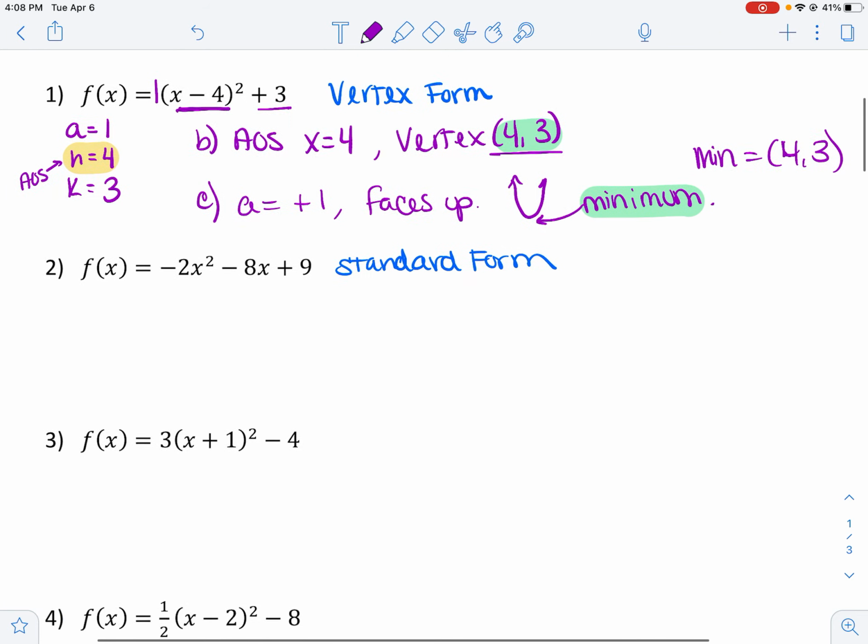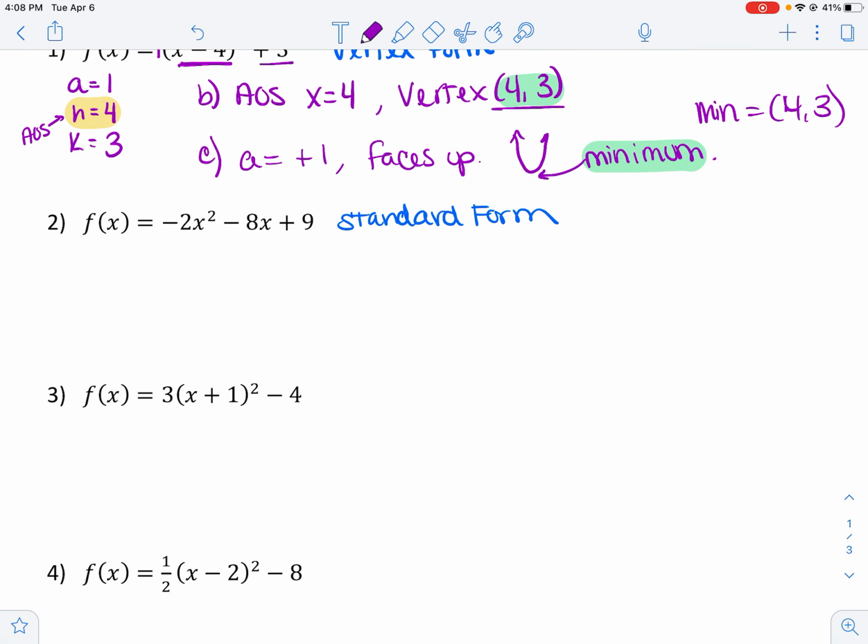Those are the 3 pieces that you're trying to identify. In standard form, which is like what we have in number 2, we have to look for not a, h, and k, but a, b, and c. So a is always the number in front of x squared. So in this case, that would be negative 2. And remember, we call those numbers in front of variables coefficients. b is the number in front of x, and yes, we're going to take the sign with it. So b would be negative 8. And then c is the constant, and again, take the sign with it. So c would be positive 9.